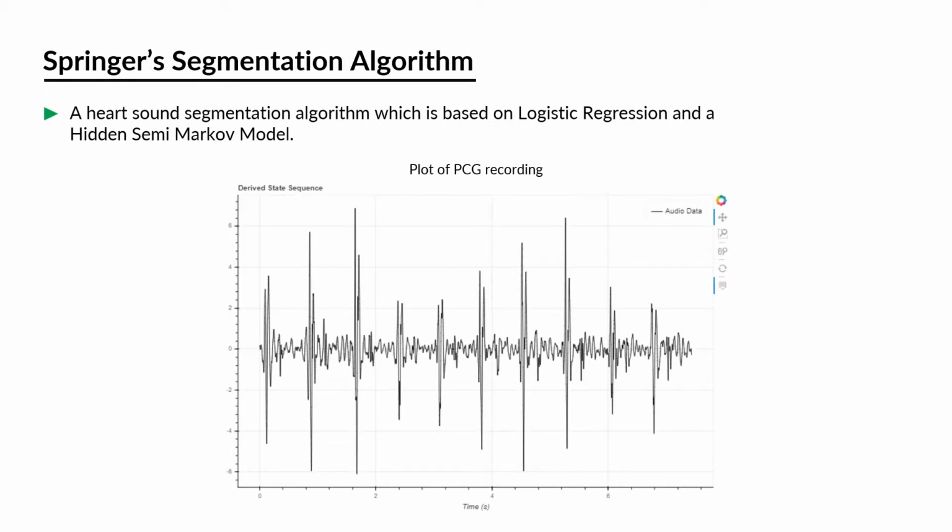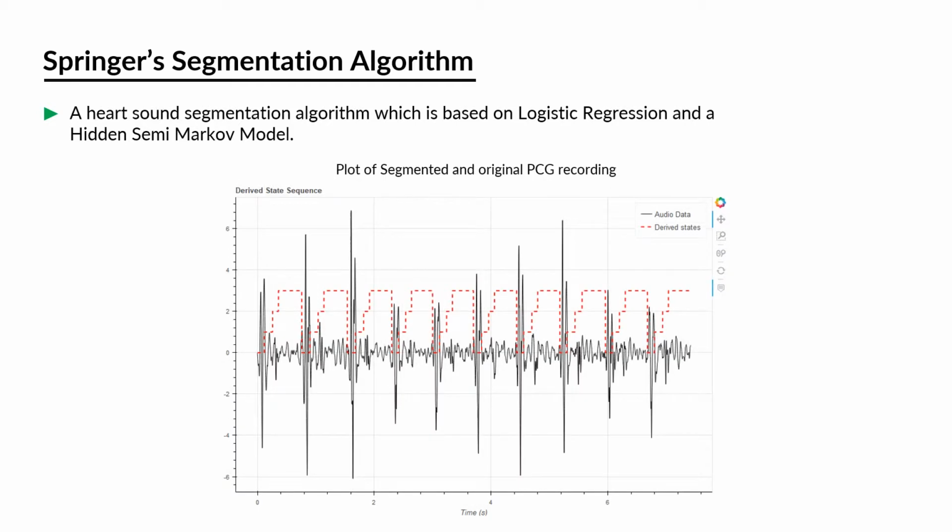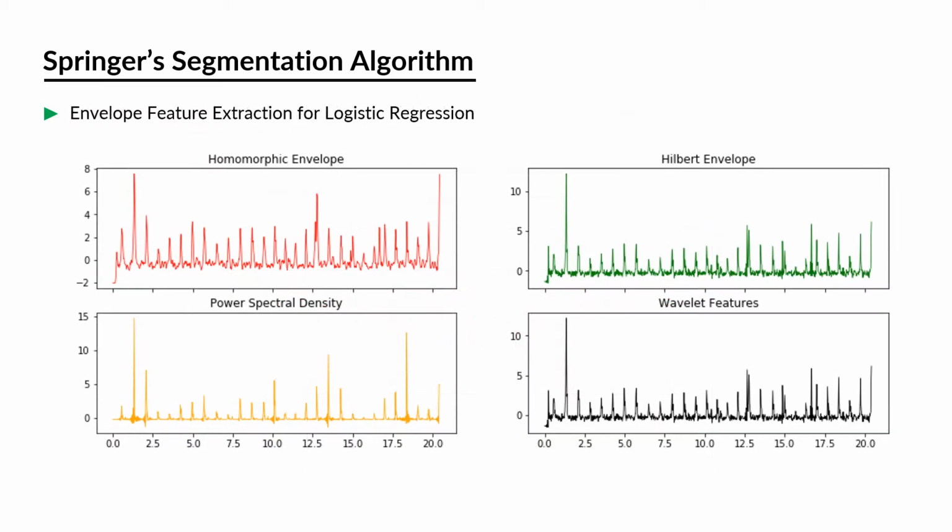Next, the Springer segmentation algorithm, which is a logistic regression and hidden semi-Markov model based heart sound segmentation algorithm, is used to segment the PCG recording. To do this, the homomorphic envelope, which extracts the low frequency peaks of the PCG, the Hilbert envelope, which extracts the envelope of the analytical signal, power spectral density between 40 to 60 Hz, and wavelet features between 125 and 250 Hz components of the signal are extracted.